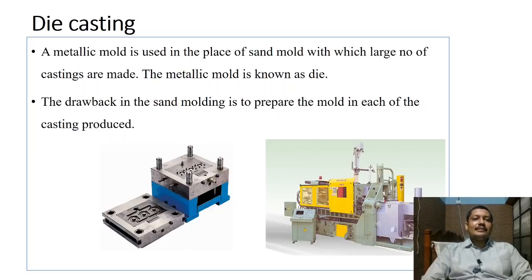So in die casting, a metallic mold is used in place of a sand mold, with which a large number of castings are made, and the metallic mold is known as a die. You can see a typical opening of a die shown over here. Okay, so you can see these two halves. When it is closed, you can see this gap will provide the mold cavity.